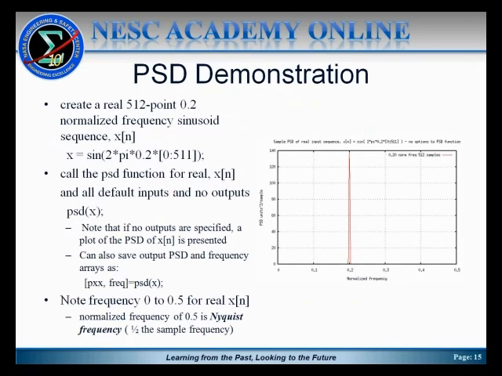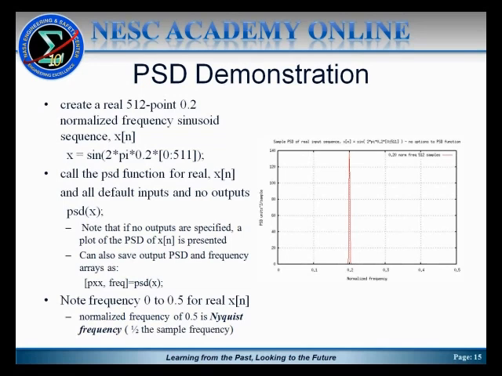So to do the demonstration, what we'll do is create a 512-point, 0.2 normalized frequency sinusoid. And again, this 0.2 normalized frequency will not line up directly with a 512-point DFT. As you recall, the frequency would need to be 0.19922 to line up with a single basis frequency, but we have already covered why that's important and what you get out. So again, we'll create 512 points with a normalized frequency of 0.2, and we'll call the PSD function. Here's an example shown here, how you'd call it with no optional arguments.